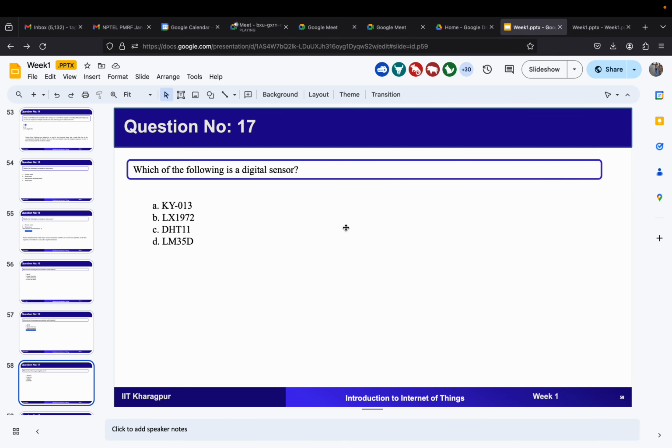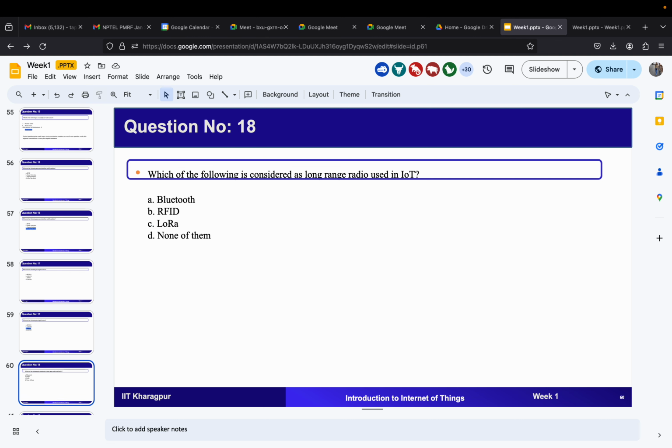So the correct option for this is DHT11, that is the digital humidity temperature sensor. Next question is, which of the following is considered as long range radio used in IoT? Options are Bluetooth, RFID, LoRa, none of the above.